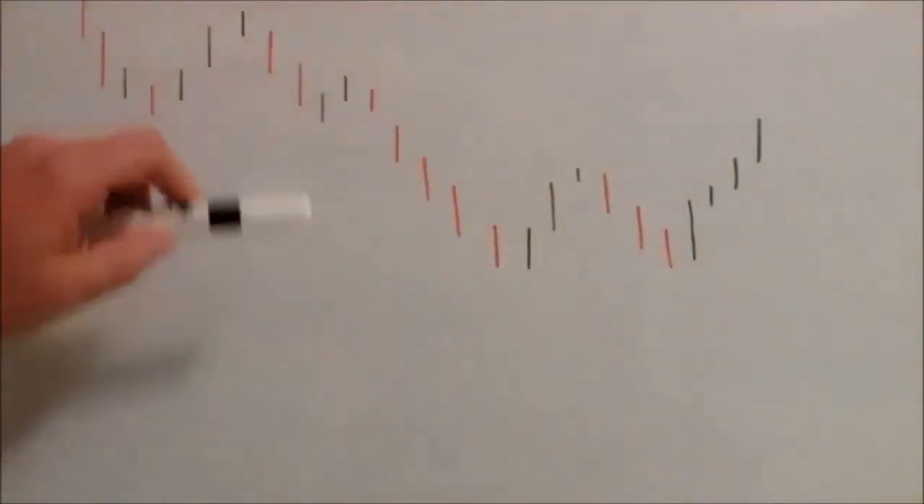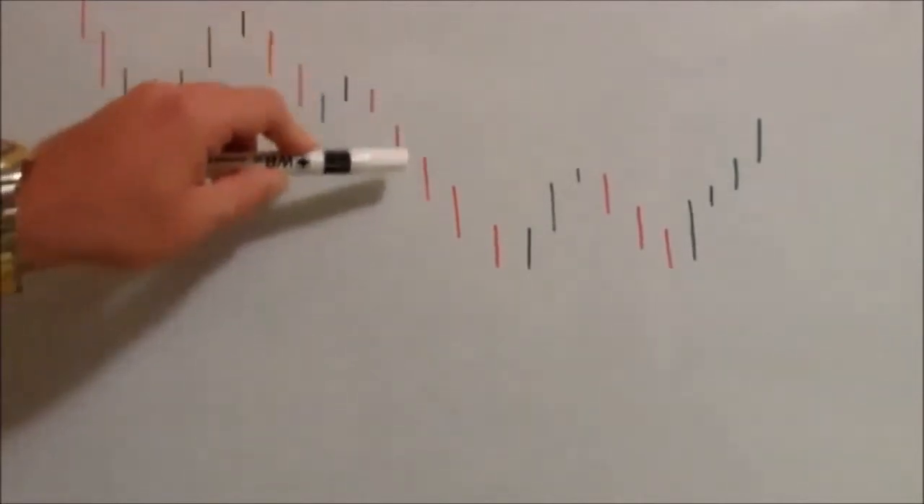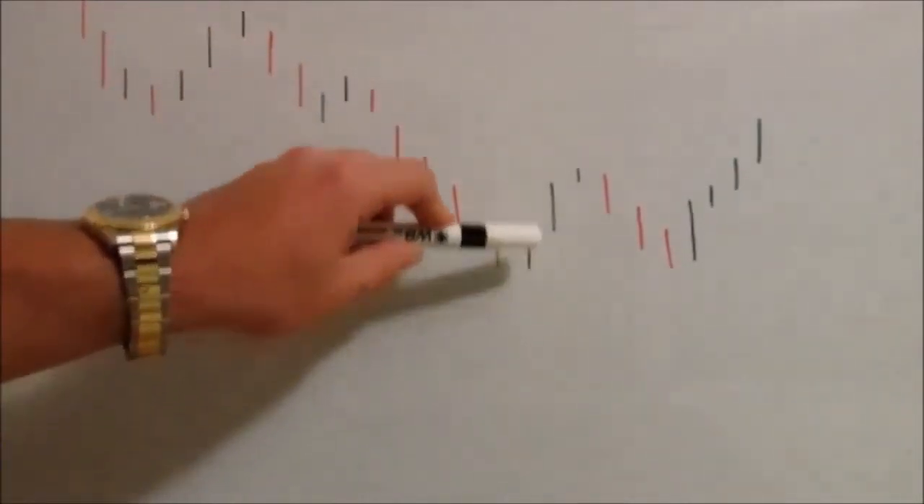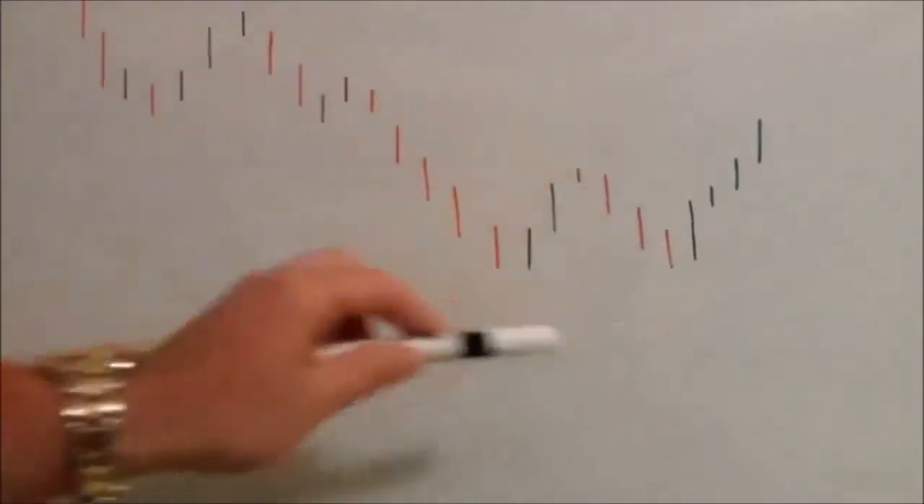This is a representation of a stock market chart. Each of the little red lines represents the share price going down for one day, and each of the green lines represents the share price going up for the day. If this was a real chart, what we'd want to do is work out where we want to buy these shares, what price to pay.